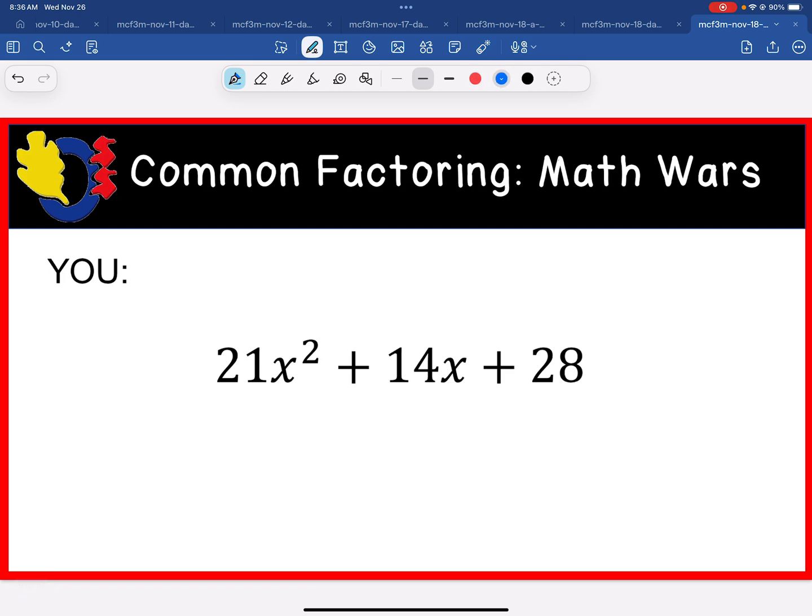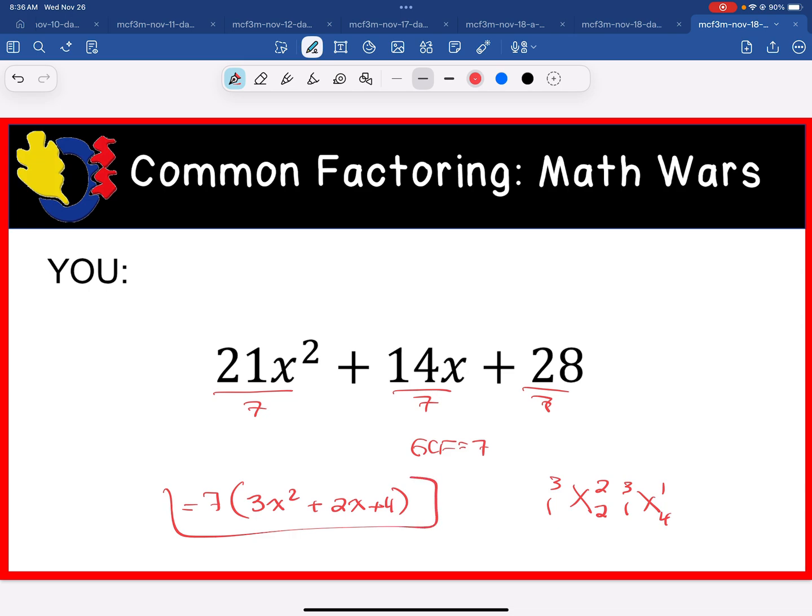All right, let's check out the next one. A GCF this time of 7. So I'm left with 3x squared plus 2x plus 4. And again, let's check. 4 could be 2 and 2. That's not going to work. Could be 1 and 4. That's not going to work. There's no combination that will work to give me 2 in the middle, so this is it. I don't need to exhaust the other possibilities.